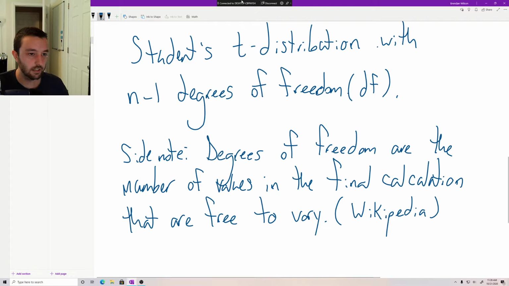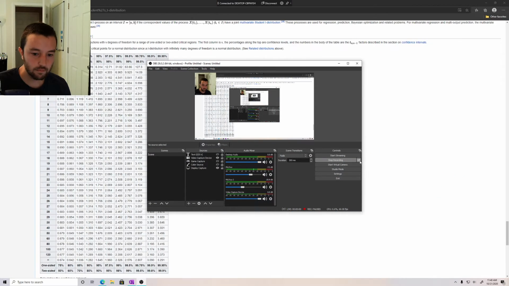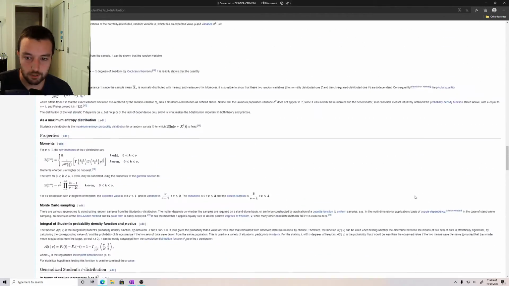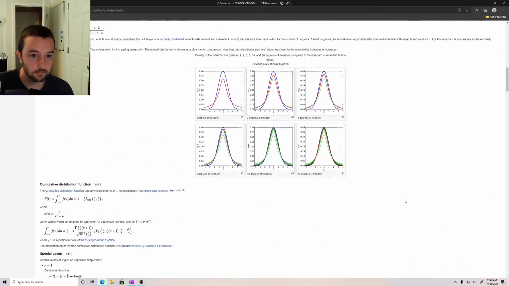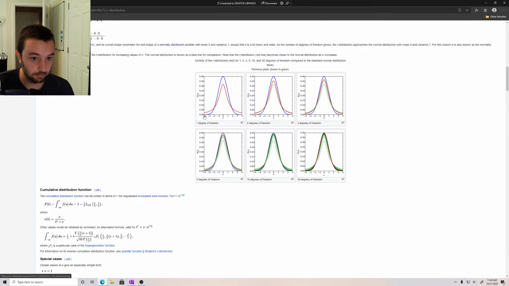So the graph for the student's t distribution is very similar. Let me pull it up actually. Okay, so I just pulled up the Wikipedia page here. You can see right here what the t distribution looks like. The blue line here is the normal distribution, the red line is the t distribution, and the point it's trying to make is that as the degrees of freedom get bigger, it gets closer and closer to the normal distribution. This is like 1 degree of freedom, whereas this one represents 30 degrees of freedom. It looks almost identical.